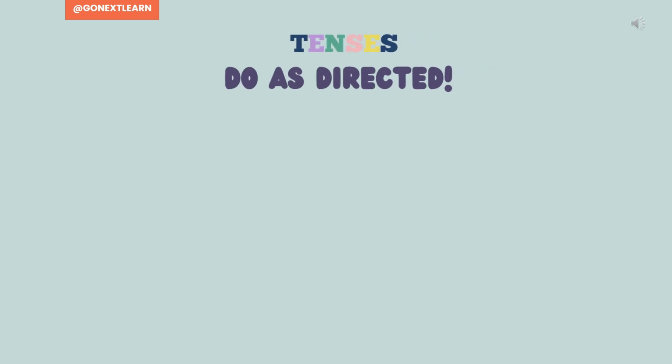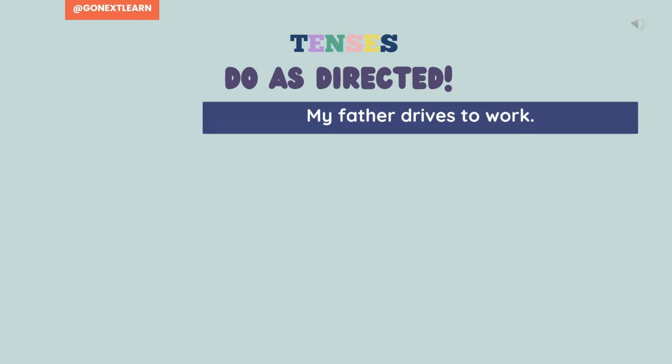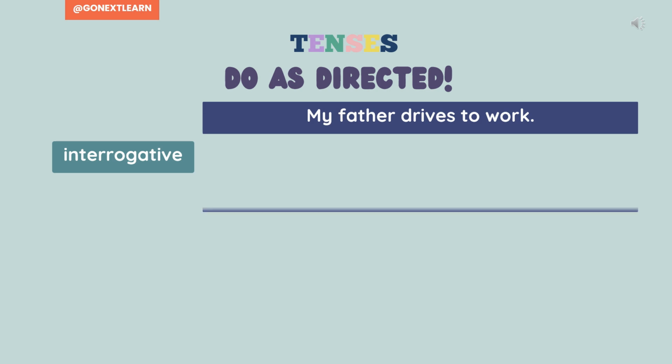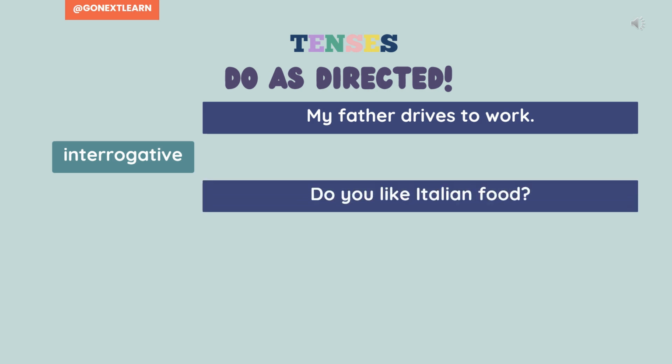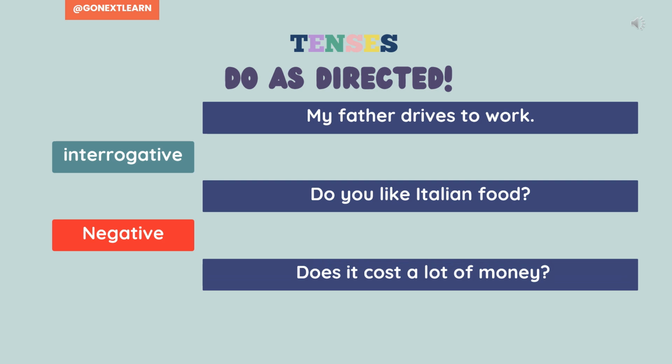Now, for our final practice, look at the screen. You will see a sentence and an instruction telling you how to change it. Think of the answer, then we'll check it together. The sentence is, my father drives to work. Turn it into a question. The question is, do you like Italian food? Give a negative answer. The question is, does it cost a lot of money?